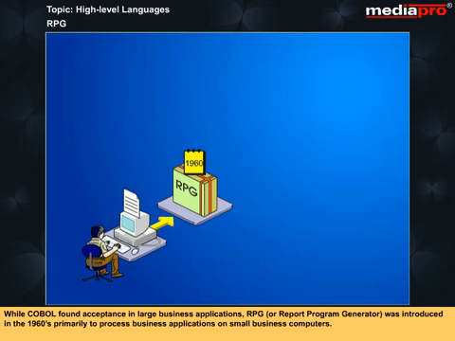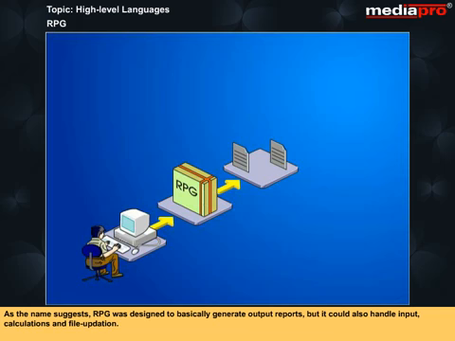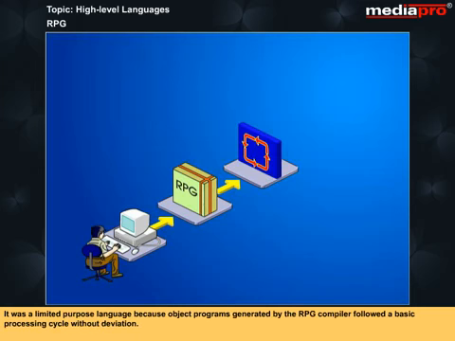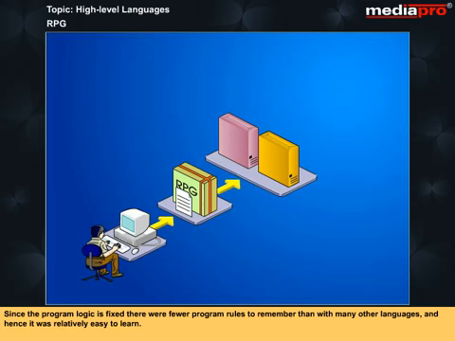While COBOL found acceptance in large business applications, RPG, or Report Program Generator, was introduced in the 1960s primarily to process business applications on small business computers. As the name suggests, RPG was designed to basically generate output reports, but it could also handle input, calculations, and file updation. It was a limited purpose language because object programs generated by the RPG compiler follow a basic processing cycle without deviation. Since the program logic is fixed, there were fewer program rules to remember than with many other languages, and hence it was relatively easy to learn.